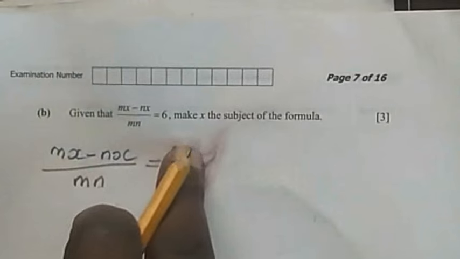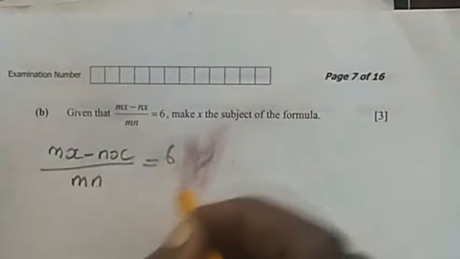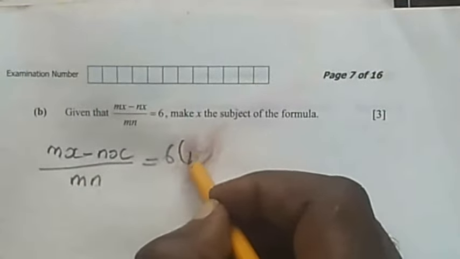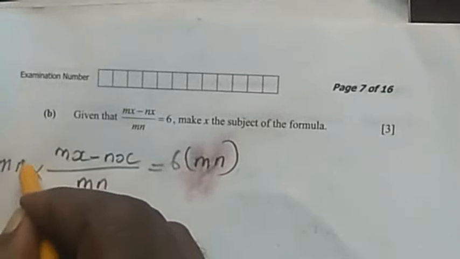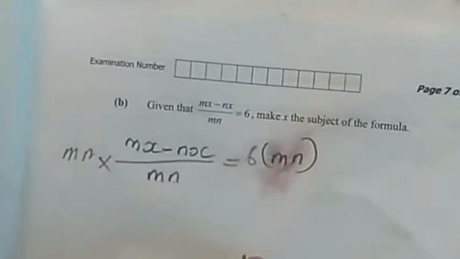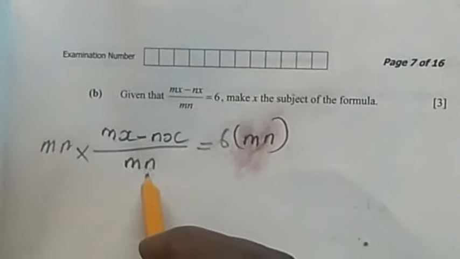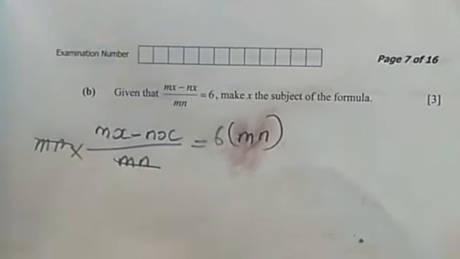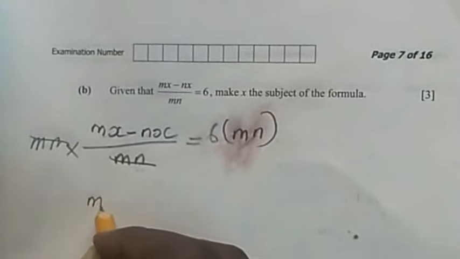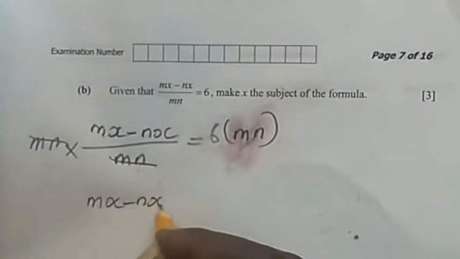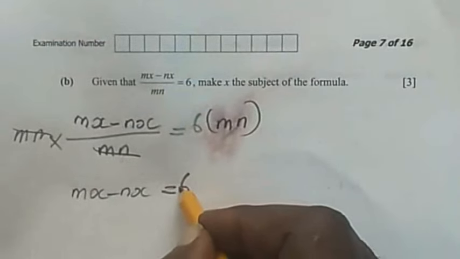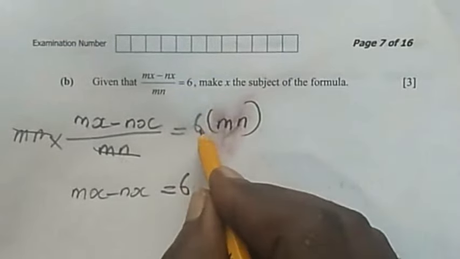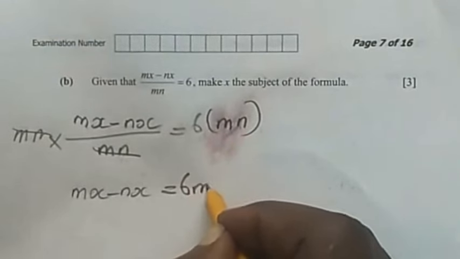What I'm going to do now is multiply this term and this term by mn. The reason I'm doing this is I want to get rid of this fraction. So the mn in the numerator and denominator will cancel each other out, leaving us with mx minus nx, which is equal to 6 times mn, which gives us 6mn.